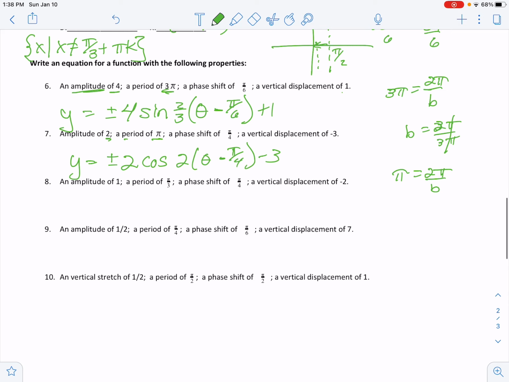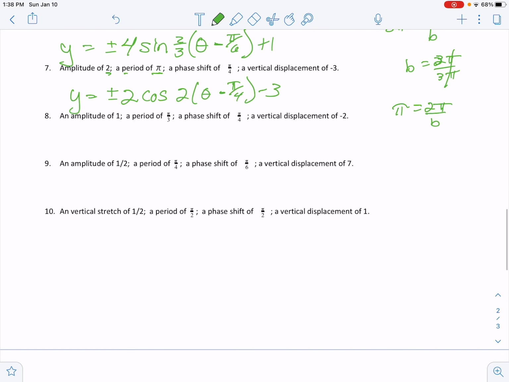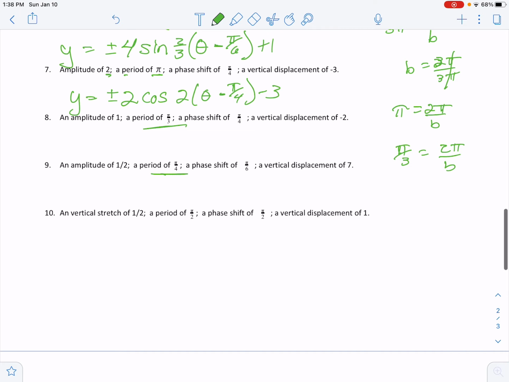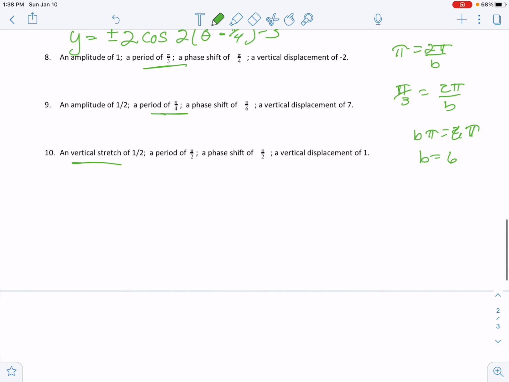Okay, amplitude, those are all the same. I want you to practice finding your periods, though. The new period is pi over 3 equals 2 pi over b. Well, if you cross multiply, you get b times pi over 3 equals 2 pi, which is 6 pi. So b is equal to 6. There you go. All right, so let's do this last one here. Those I'm going to let you do.